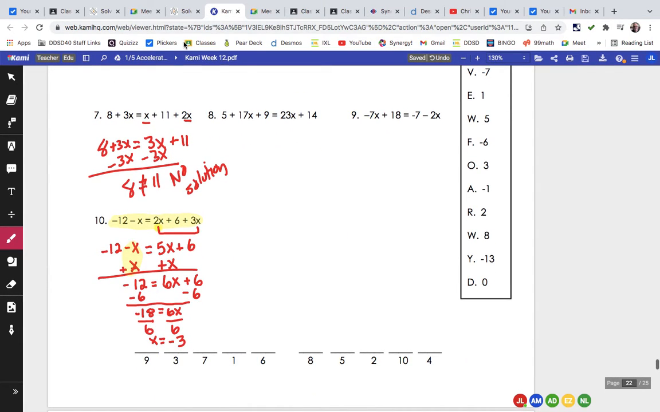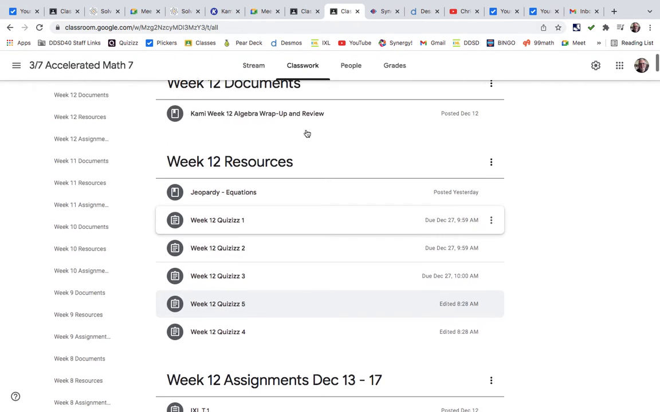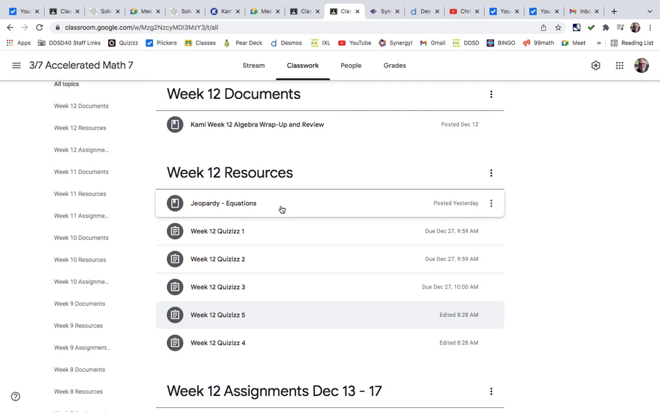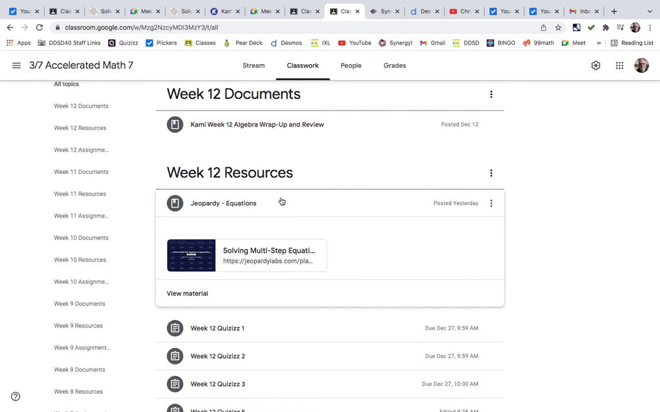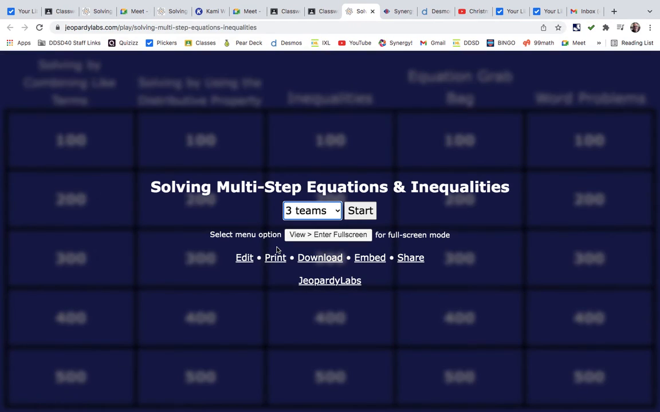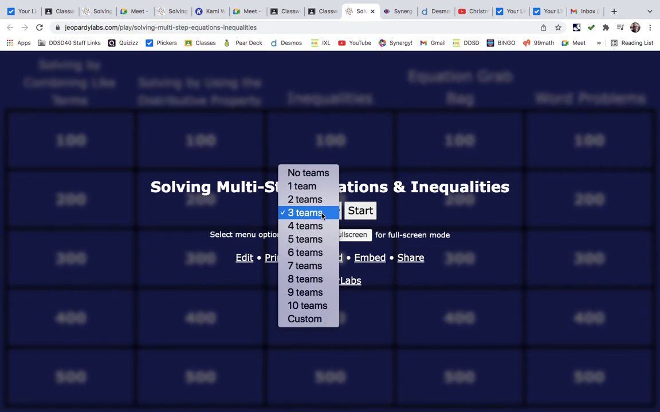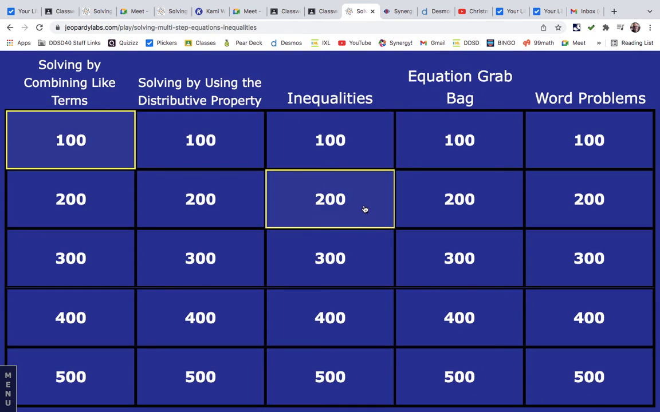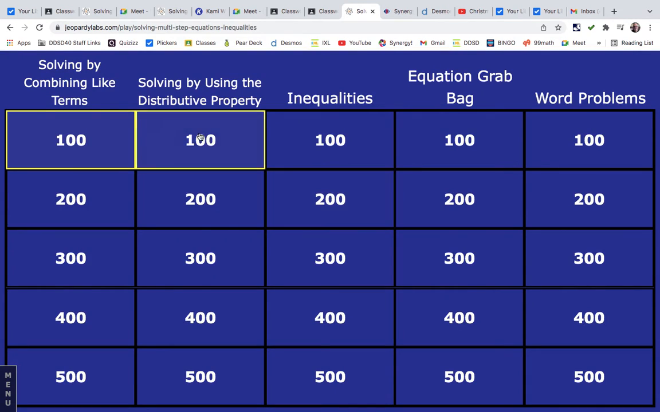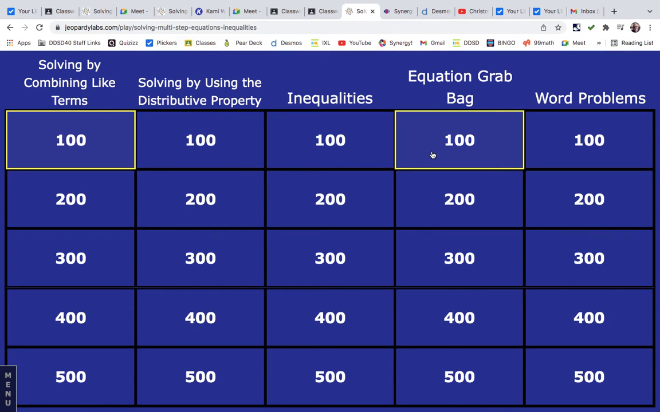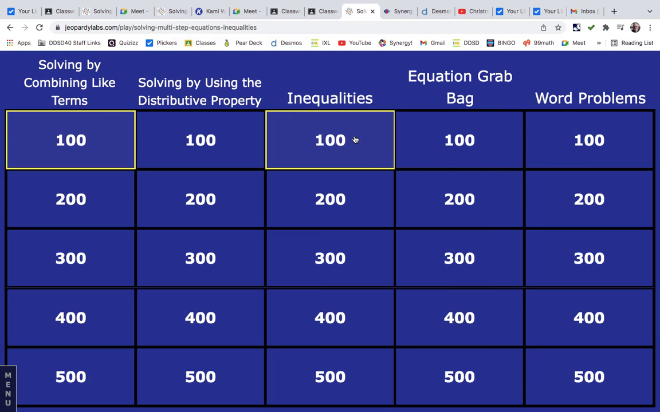Let me show you a resource that we used today. Go to classwork and go to Jeopardy, and go ahead and click on that link, and then just go no teams and hit start, and there's various problems. We're using the first 2 columns and the 4th column. So we're 4th and the 5th, but mostly the first 2.